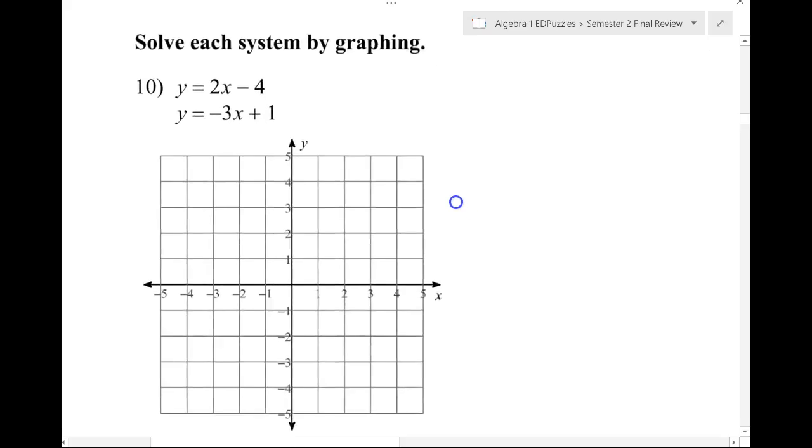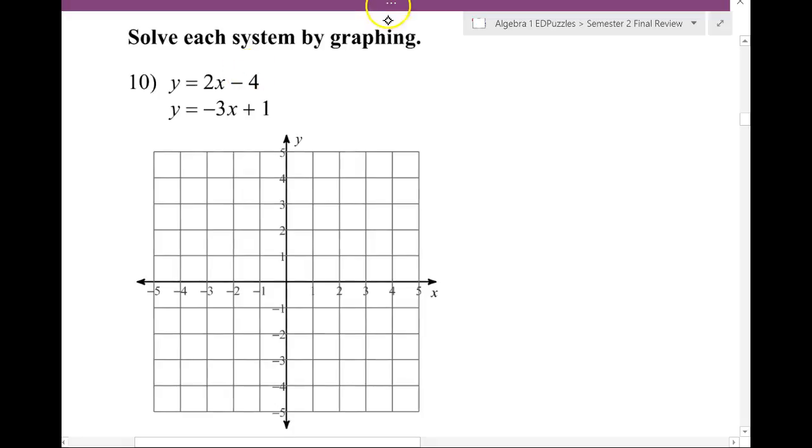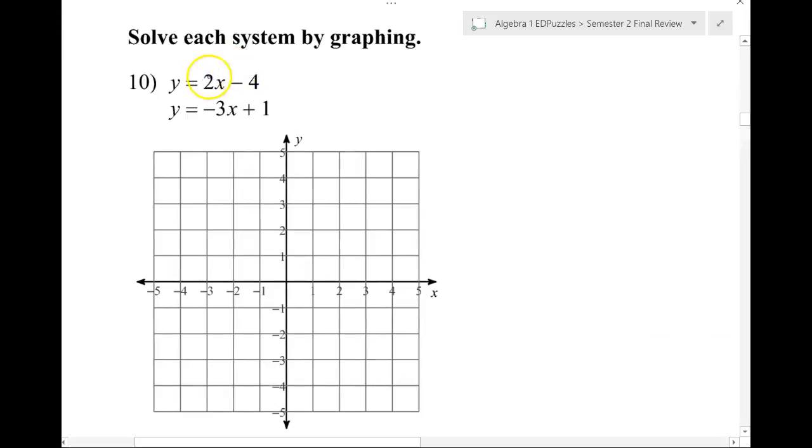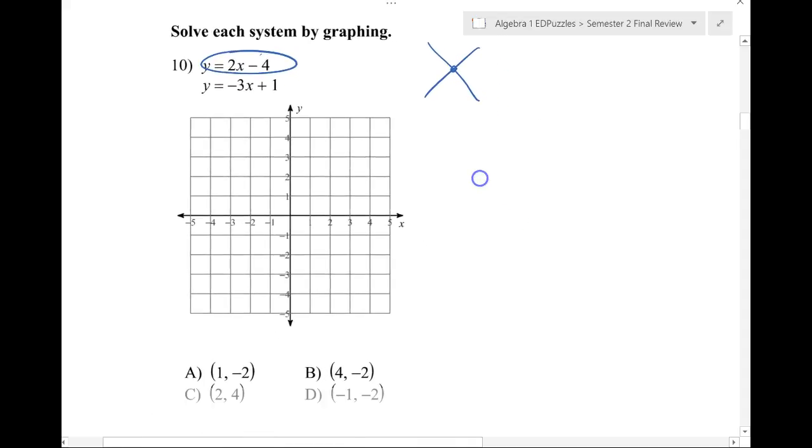So now number 10. Number 10, you're going to solve this by graphing. Okay, so first, I'm going to do the first equation in blue. So what you need to do is graph them both and then see where they intersect or where they meet. And where they meet is your solution. Okay, you have your answer choices below.